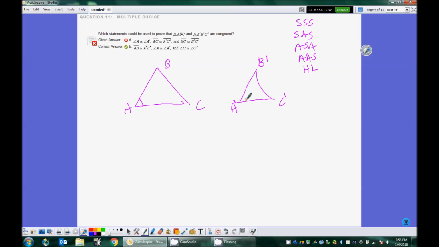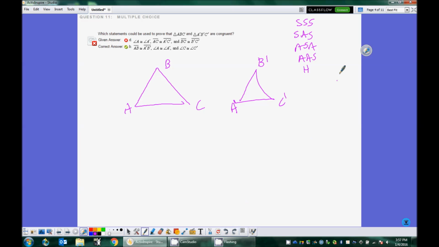So if I look at this first one that you picked here, you said angle A congruent to A prime. We've got AC with A prime C prime. Then we've got BC. So I have two pairs of sides, but it's not going to be side angle side, because for this to be side angle side, the angle would have to be touching both of these sides. So I would have had to have this angle at C, not the one at A.